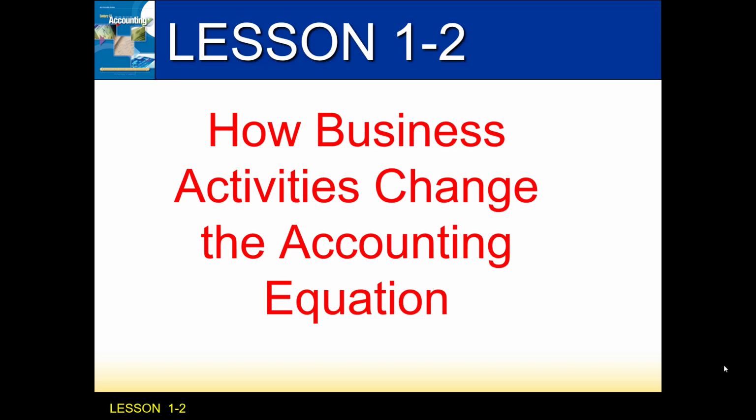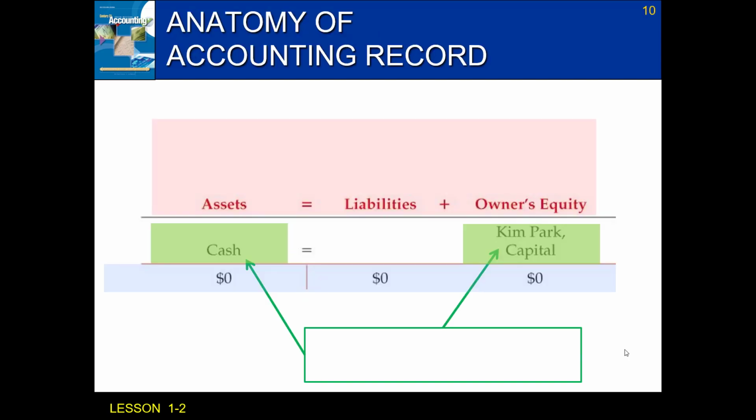Now that we've got our accounting equation locked in and loaded and ready to go, we're going to start looking at different business activities that will affect the accounting equation and what we need to do with those. So this is an accounting record, and there's a couple different pieces to this record we need to understand.